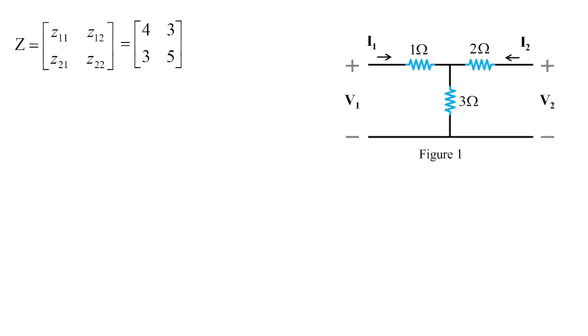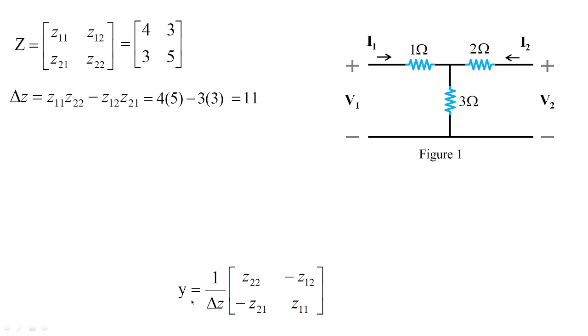I am directly applying the formula in order to obtain admittance parameters from impedance parameters. For that, I have to calculate the determinant of the impedance parameters, that is delta Z, which is equal to Z11 multiplied with Z22 minus Z12 Z21. So here I get 4 into 5 minus 3 squared, that is 9. So 20 minus 9 gives the value 11. So this is 11 ohms, the value of delta Z, and I know that admittance parameters can be obtained from impedance parameters from this standard equation Y is equal to 1 by delta Z.